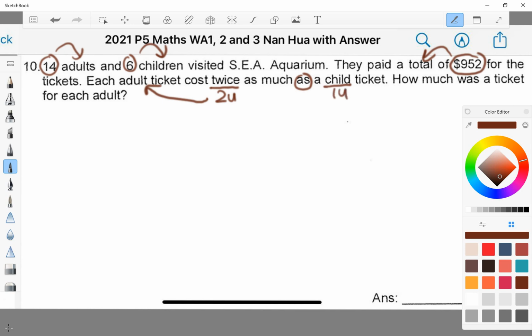Finally, how much was a ticket for the adult? So they are looking for the adult ticket. So I mentioned earlier that this is a very easy question type. And why is that so? We'll discover that together.